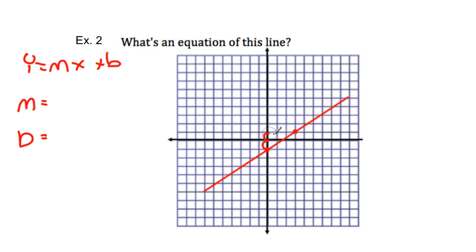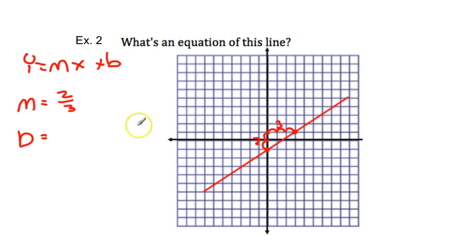1, 2, when I'm counting the number of boxes. There's 1, 2 boxes right there. So I went up 2. How many do I go to the right? 1, 2, 3. So I went up 2 and I went 3 to the right. So that means my slope is 2 over 3.